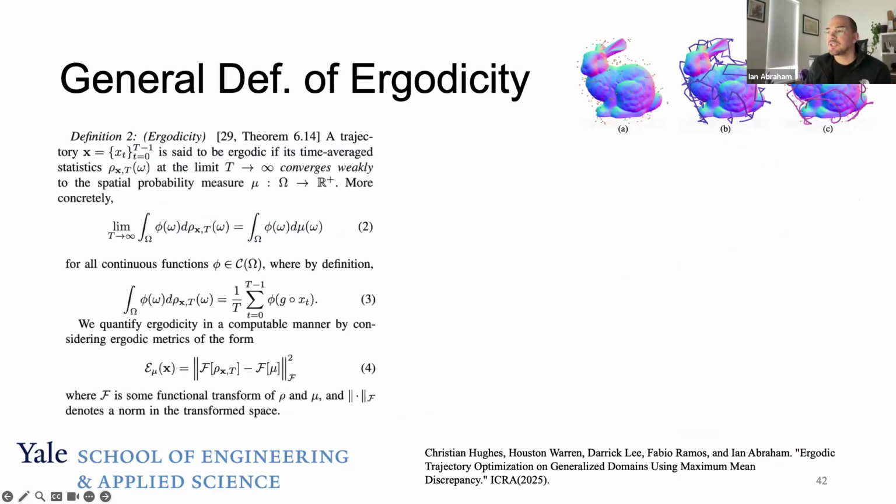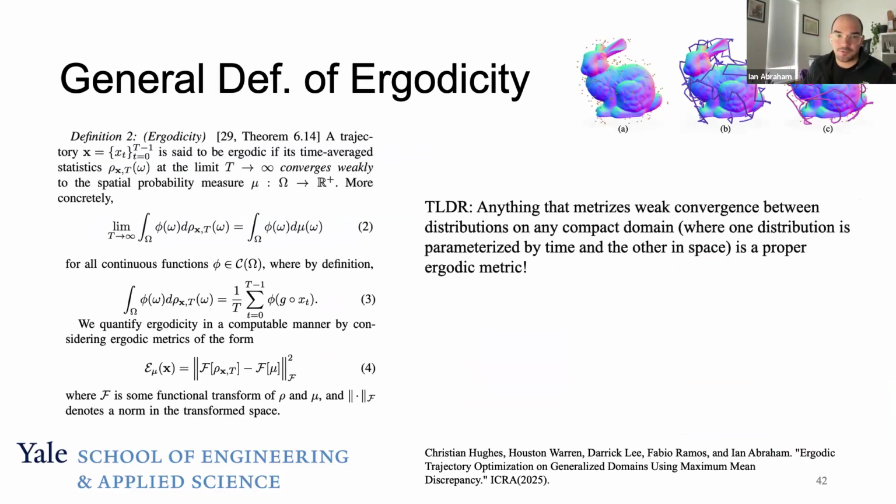So the way we looked at this problem is we first looked at a general definition of ergodicity. This is the definition we have in the paper, which we actually just got accepted at ICRA. You don't have to read this; the TLDR says that anything that metrizes weak convergence, so if you could put a metric on a notion of weak convergence, which here means that time average statistics as t goes to infinity approach spatial averages. This is an approach, not a strict convergence.